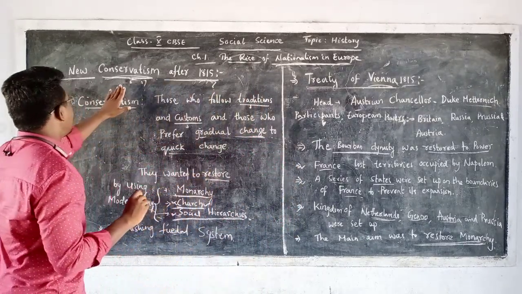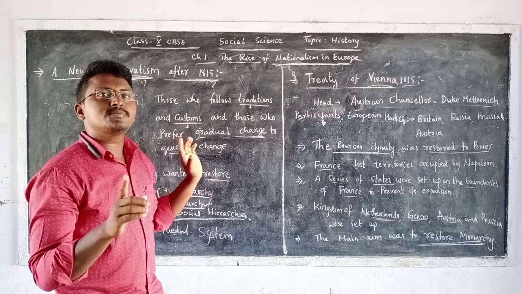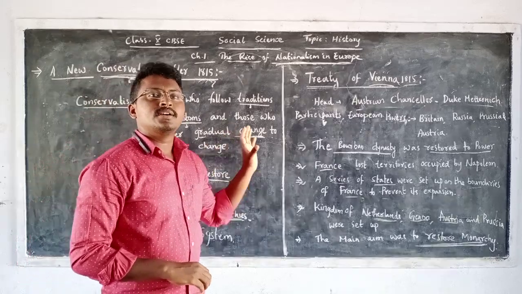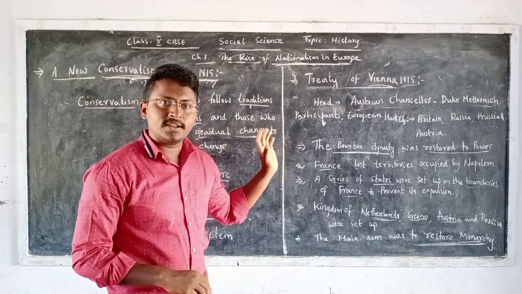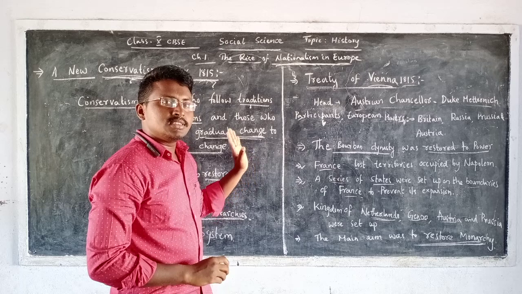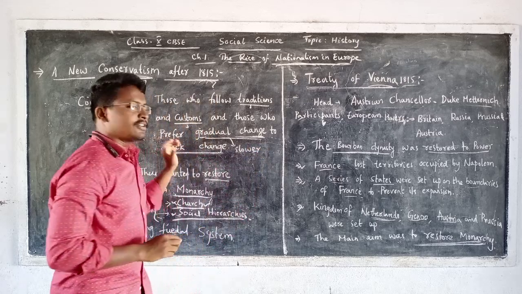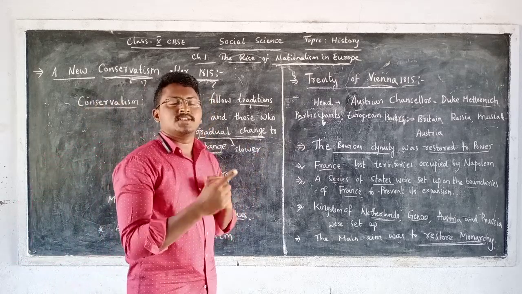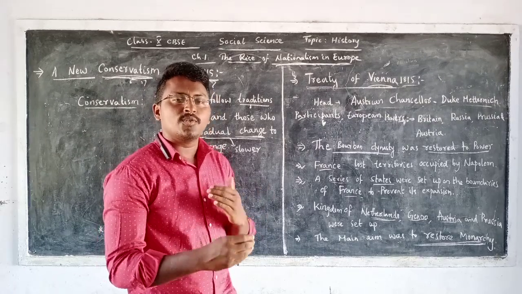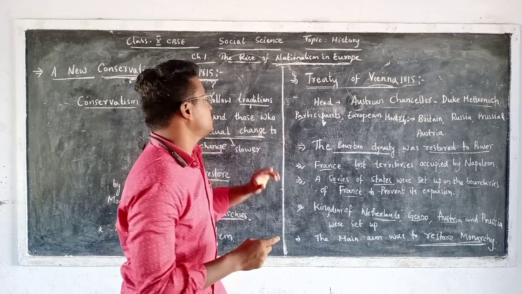So first, let me explain what conservatism means. Conservatism means, simply, those people who follow particular traditions and customs and who never prefer any kind of change, or even if they prefer something, they prefer gradual change to quicker change. Gradual change means the change should be very, very slow rather than quick. That means either they don't want any change in society or they want a slower change. So those people who believe in traditions, who follow customs and who never support change in society, we call them conservatives.